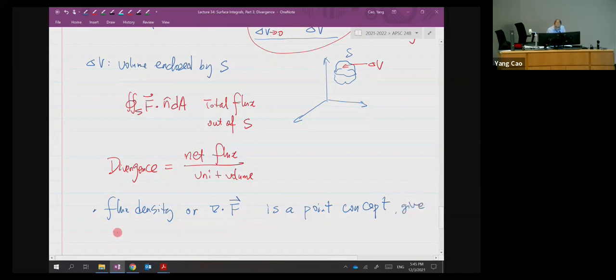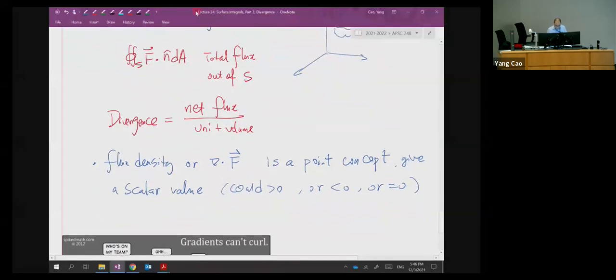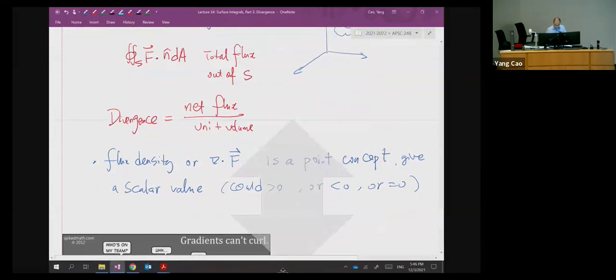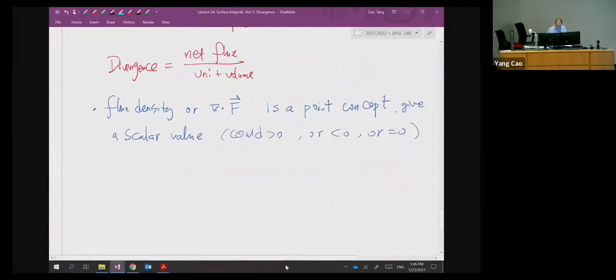It gives a scalar value, so it could be more than 0 or less than 0, or even equal to 0. So this flux density calculation or divergence calculation can give you any of these three values. That's the first observation, a very direct observation.